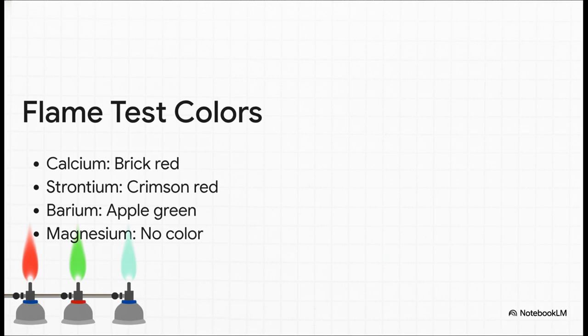And when those electrons inevitably drop back down, they release that extra energy as incredibly striking, specific colors of visible light. Calcium gives us a vivid brick red. Strontium burns a deep, beautiful crimson. Barium produces a glowing apple green. Magnesium, interestingly enough, drops its energy outside our visual spectrum, so it gives no distinctive color at all.